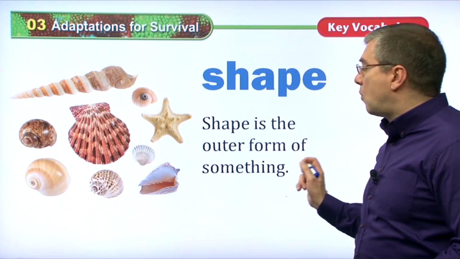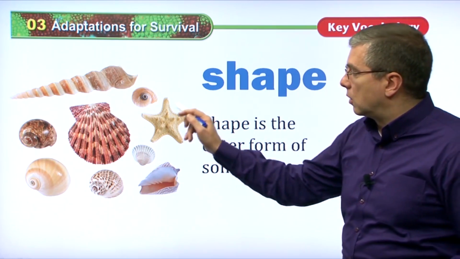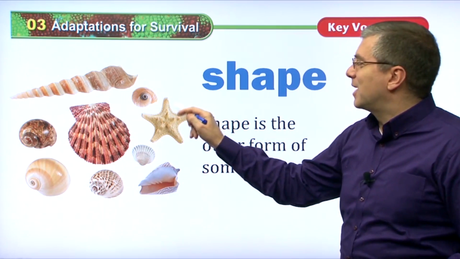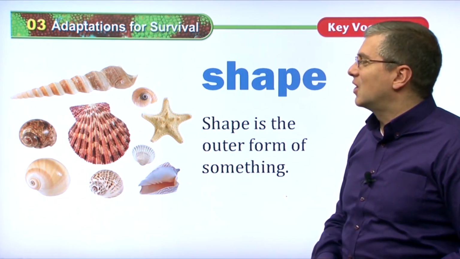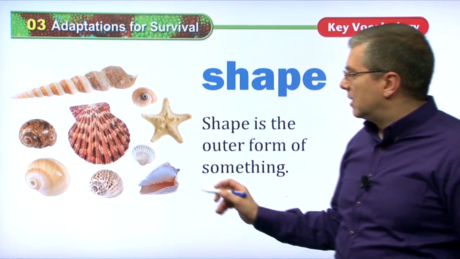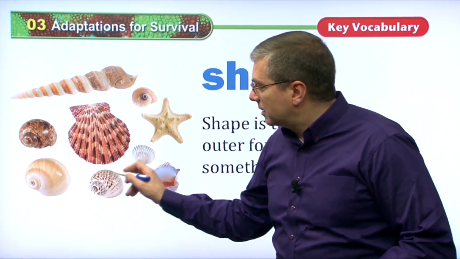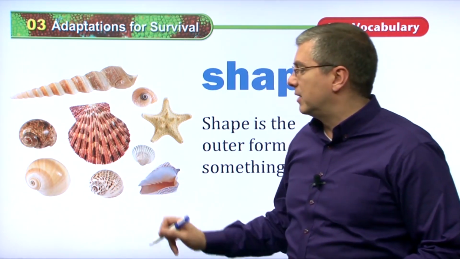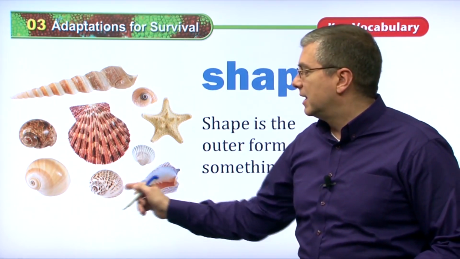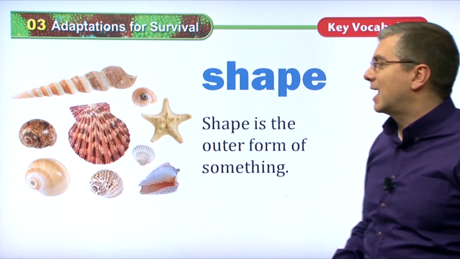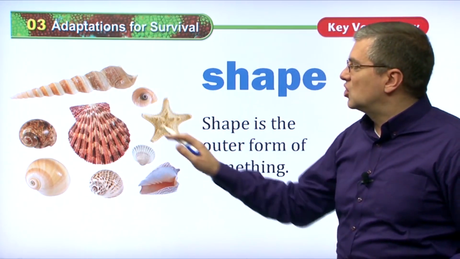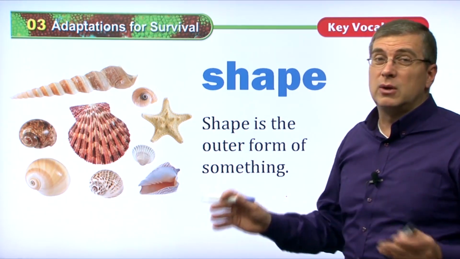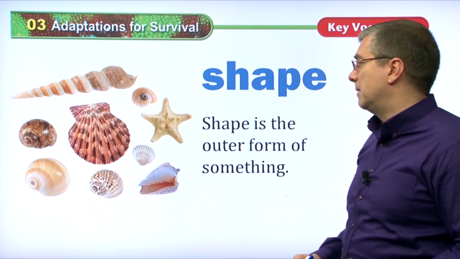Shape is the outer form of something. So we have a starfish that looks like a star shape. We have a circular cone or circular shells. Of course, snails will live in there first, then a hermit crab will come by and take that as its home. So we have lots of different shapes for different types of animals that live in the ocean, but also all types of animals have different shapes.